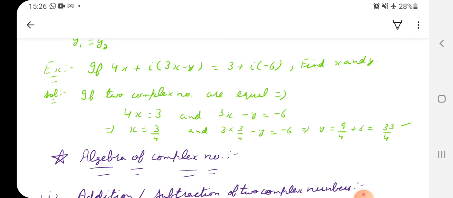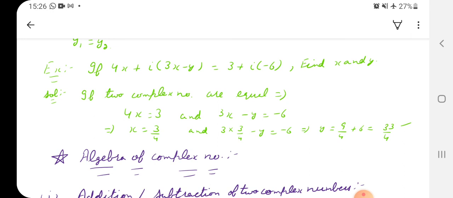Example says: if 4x plus iota times (3x minus y) is equal to 3 plus iota times (minus 6), find x and y. Now you all know two complex numbers are equal, that means their real parts and imaginary parts will be equal. So the real part of the first number, the left hand side number, is 4x. 4x will be equal to 3, which is the real part of the second number, and then the imaginary part will also be equal, 3x minus y will be equal to minus 6.